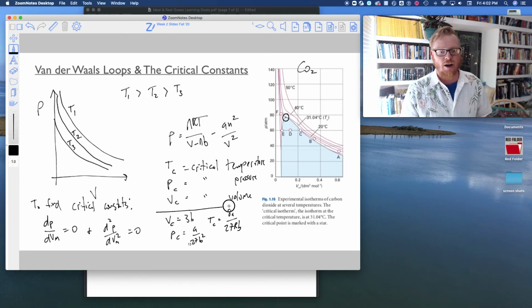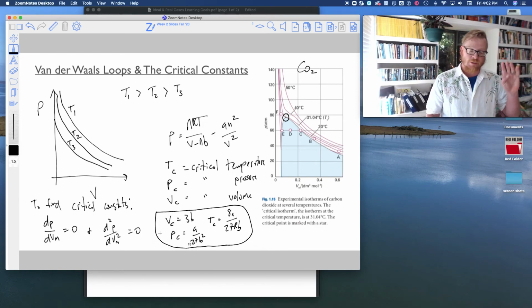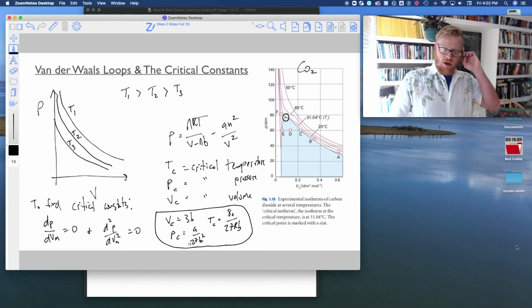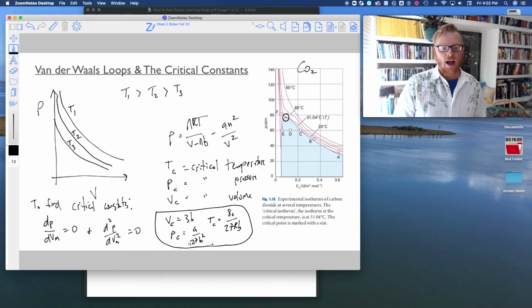This little derivation of these critical constants is not bad at all. Promise, okay? Come in and find me if you need help doing it. But I do want you to see how we can get to that. Obviously, it shouldn't be too hard to calculate, right? It's just plug and chug. 3 times b, a divided by 27b squared, and so on and so forth. So this is cool. These are experimental isotherms, but our calculation of critical temperature for CO2 should be really close to that. And in fact, we could do that.